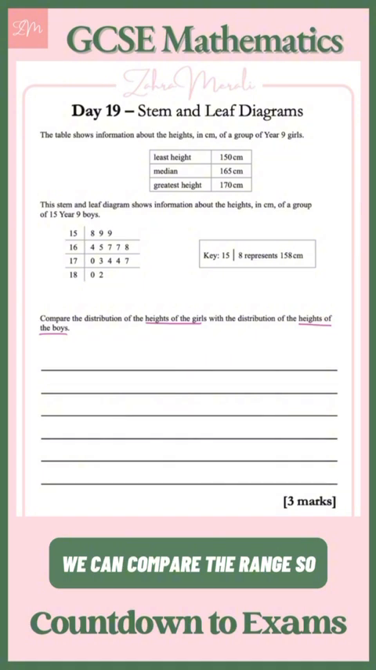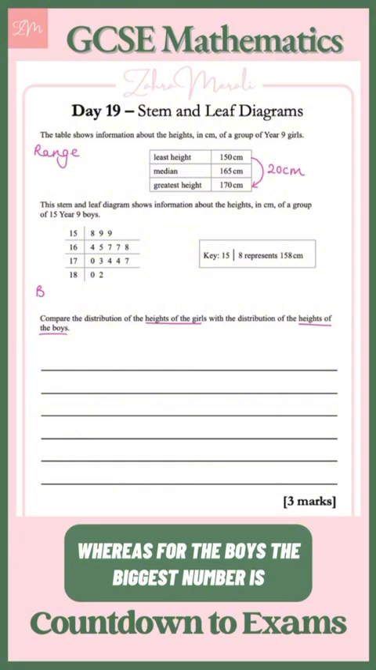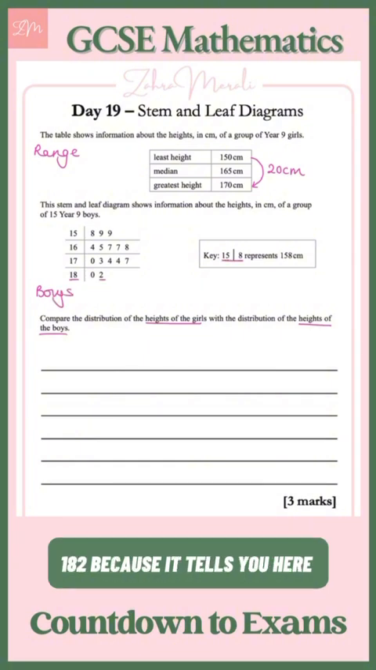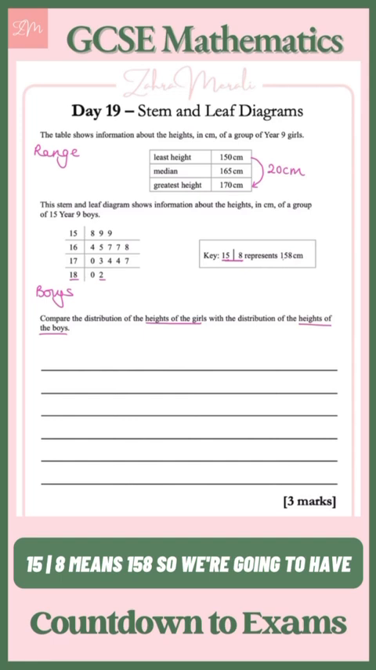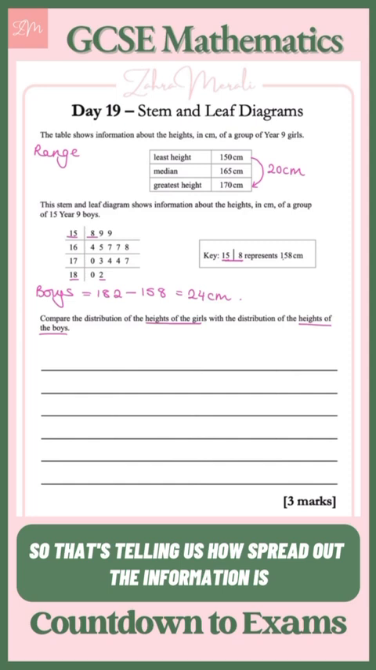We can compare the range. So that's the difference between the highest and the lowest. If we look here, the range of the girls is going to be 20 centimeters, whereas for the boys, the biggest number is 182, because it tells you here 158 means 158. So we're going to have 182 minus 158, which gives us 24 centimeters. Okay, so that's telling us how spread out the information is.